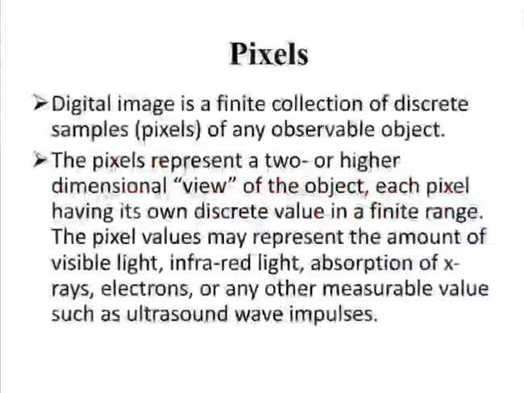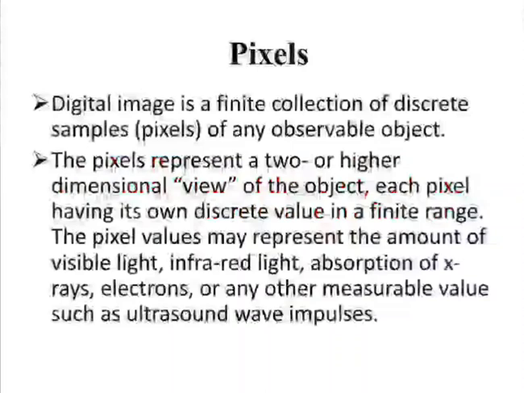Next is the basic relationships between pixels. First neighborhood, then adjacency, then connectivity, paths, and regions and boundaries are the basic relationships between pixels. We see them one by one. First is the neighbors of a pixel.